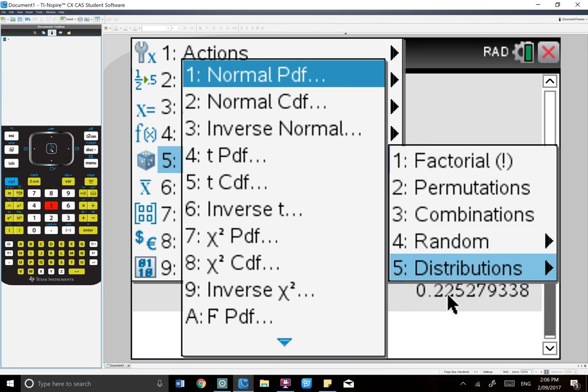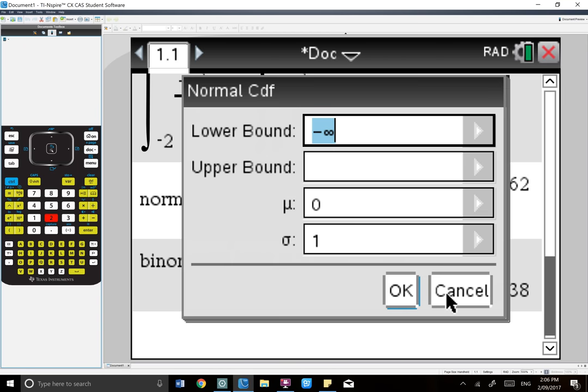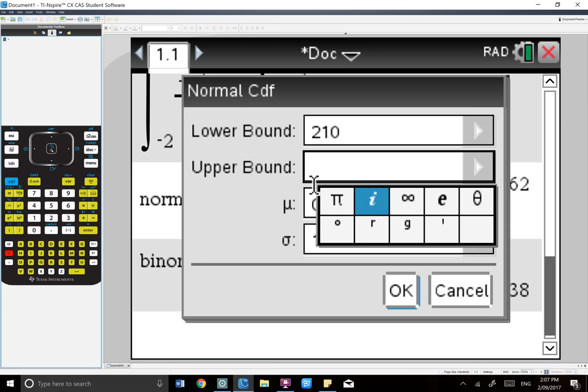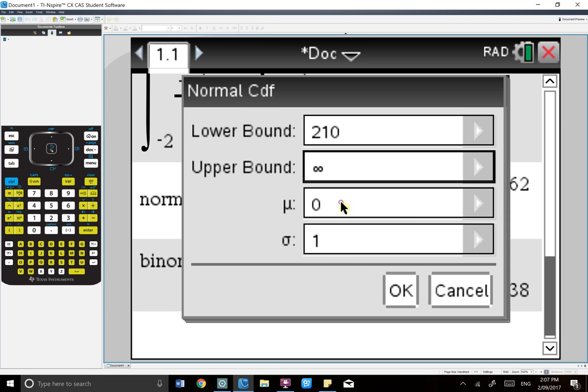For the normal approximation, you have 210 to infinity. The mu is 200, and the standard deviation is 4 root 10.